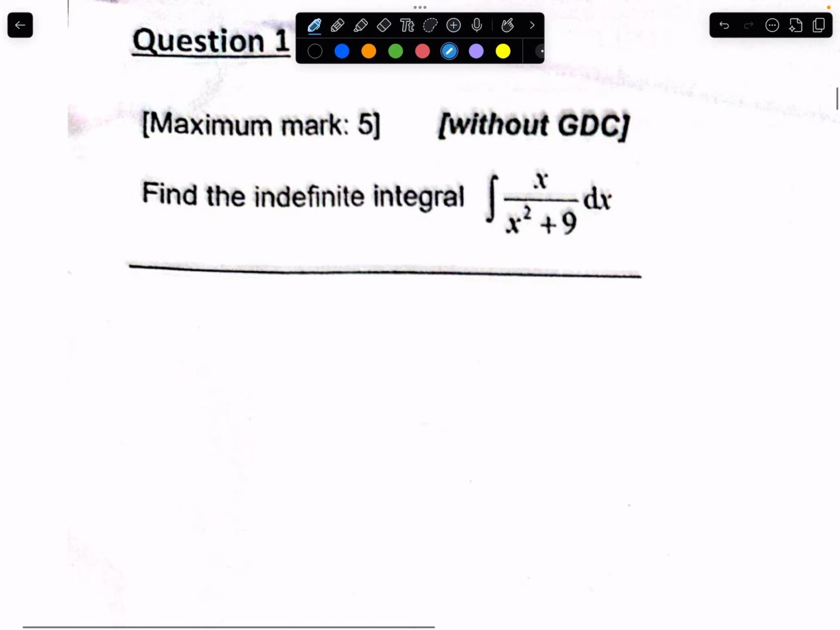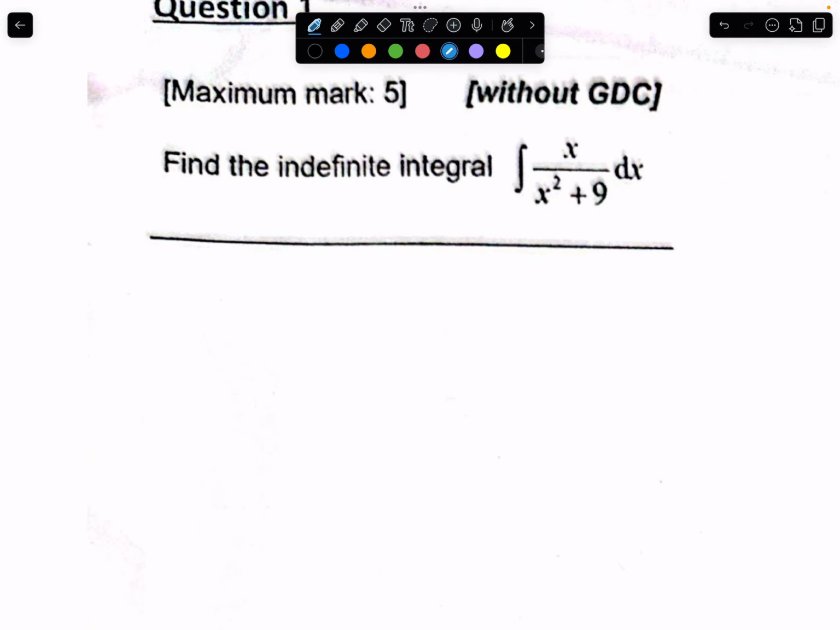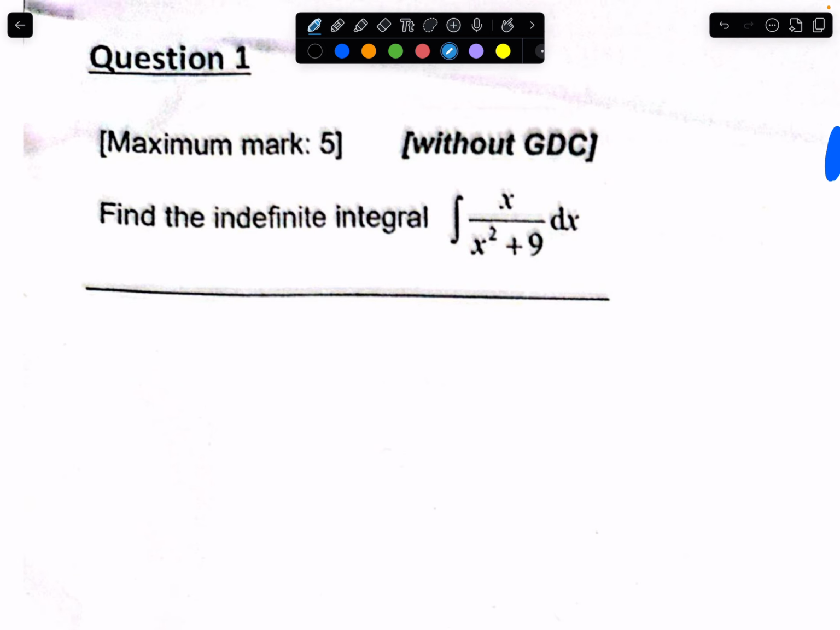Bismillah. Before solving this type of question, we have to understand what an indefinite integral is. An indefinite integral is the opposite of a derivative. When you take a derivative, you're finding how something is changing. But when you integrate, you're going backwards, trying to find the original function that gave you this result. This is called indefinite because there are no limits.